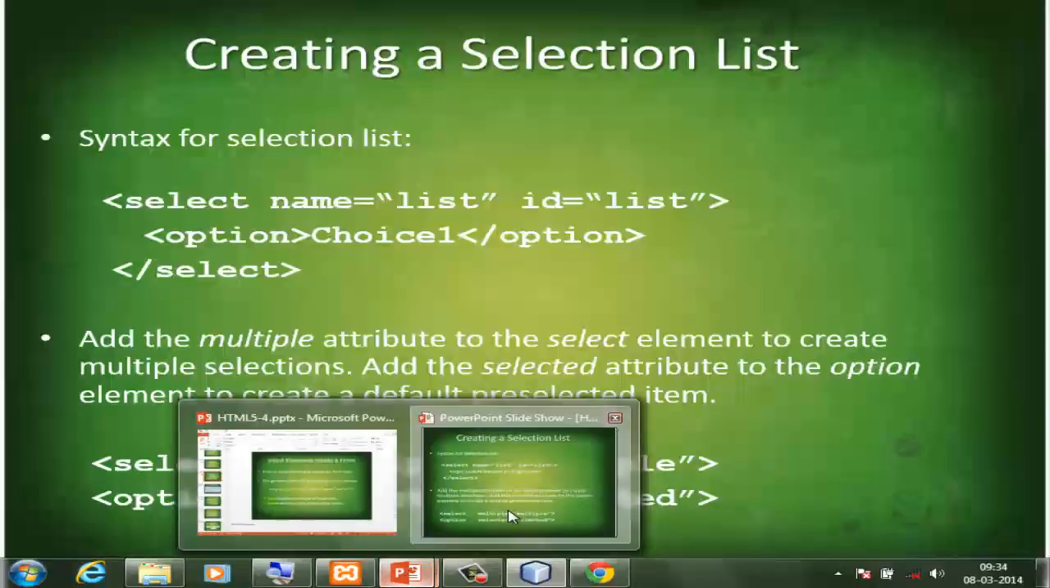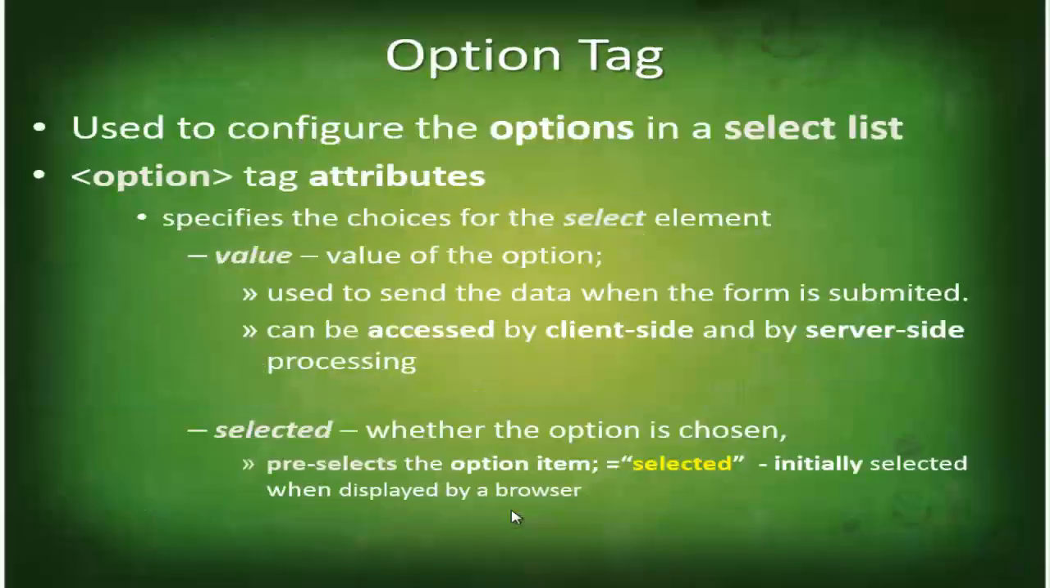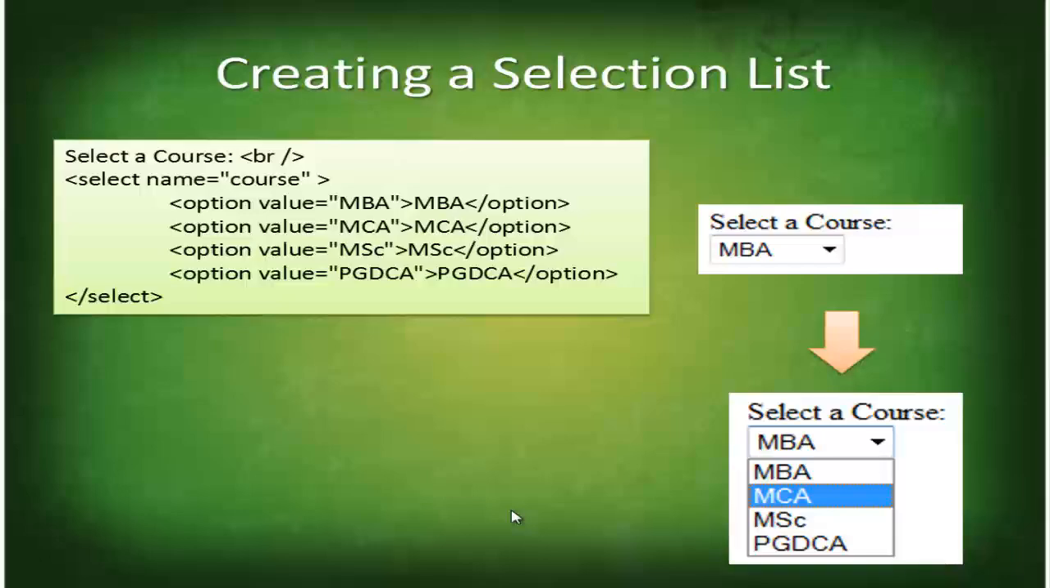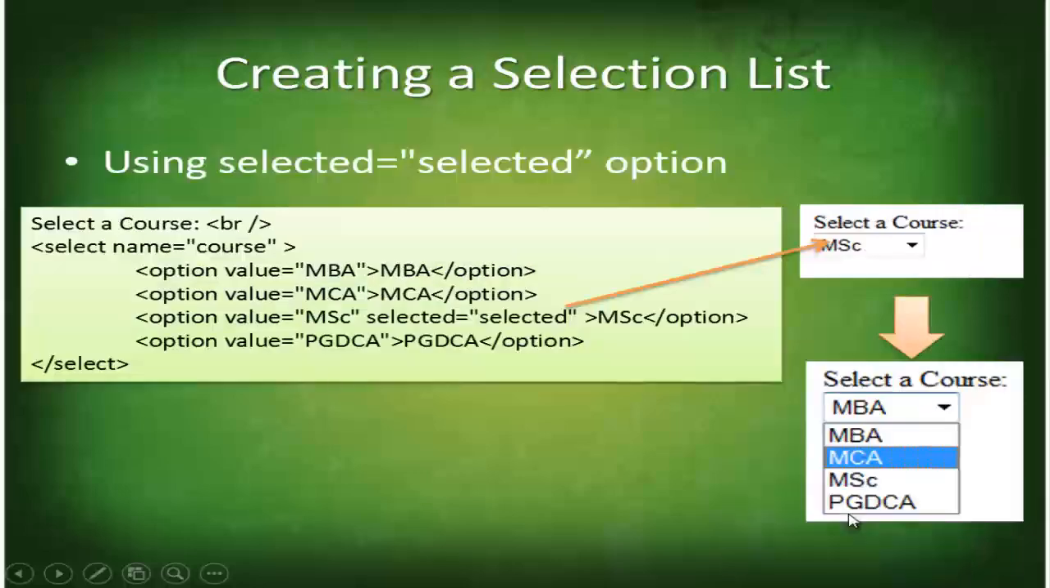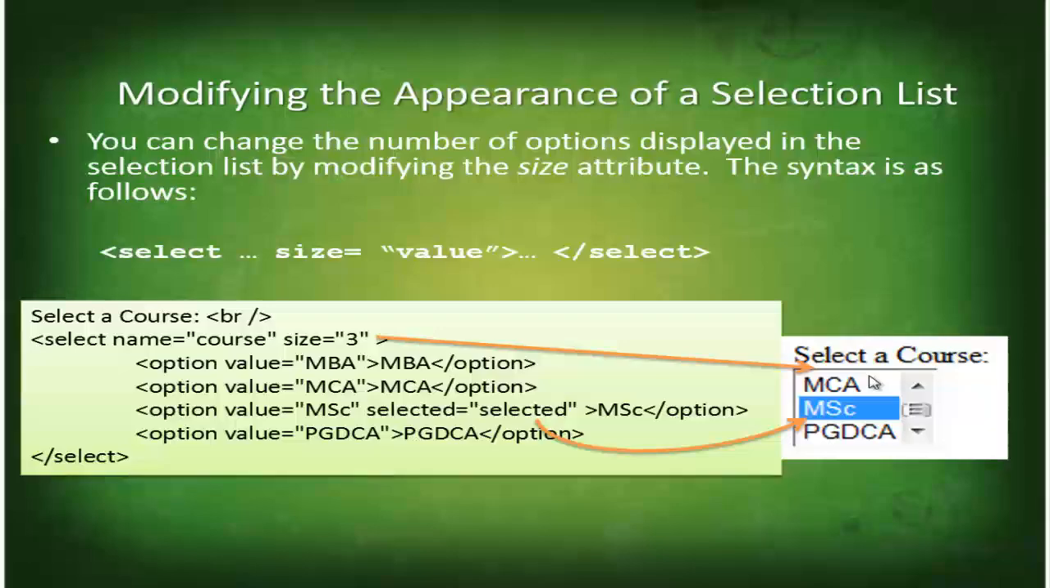So let me quickly go through them. This is what it appears. We have the select here. We can specify the value and the actual text to be shown. This is how it's going to appear. When you click on it, you're going to get the list. And when you say selected is equal to selected, by default, the item which had selected is equal to selected will be shown, and the user can select any other option. So that's the default option that you're giving.